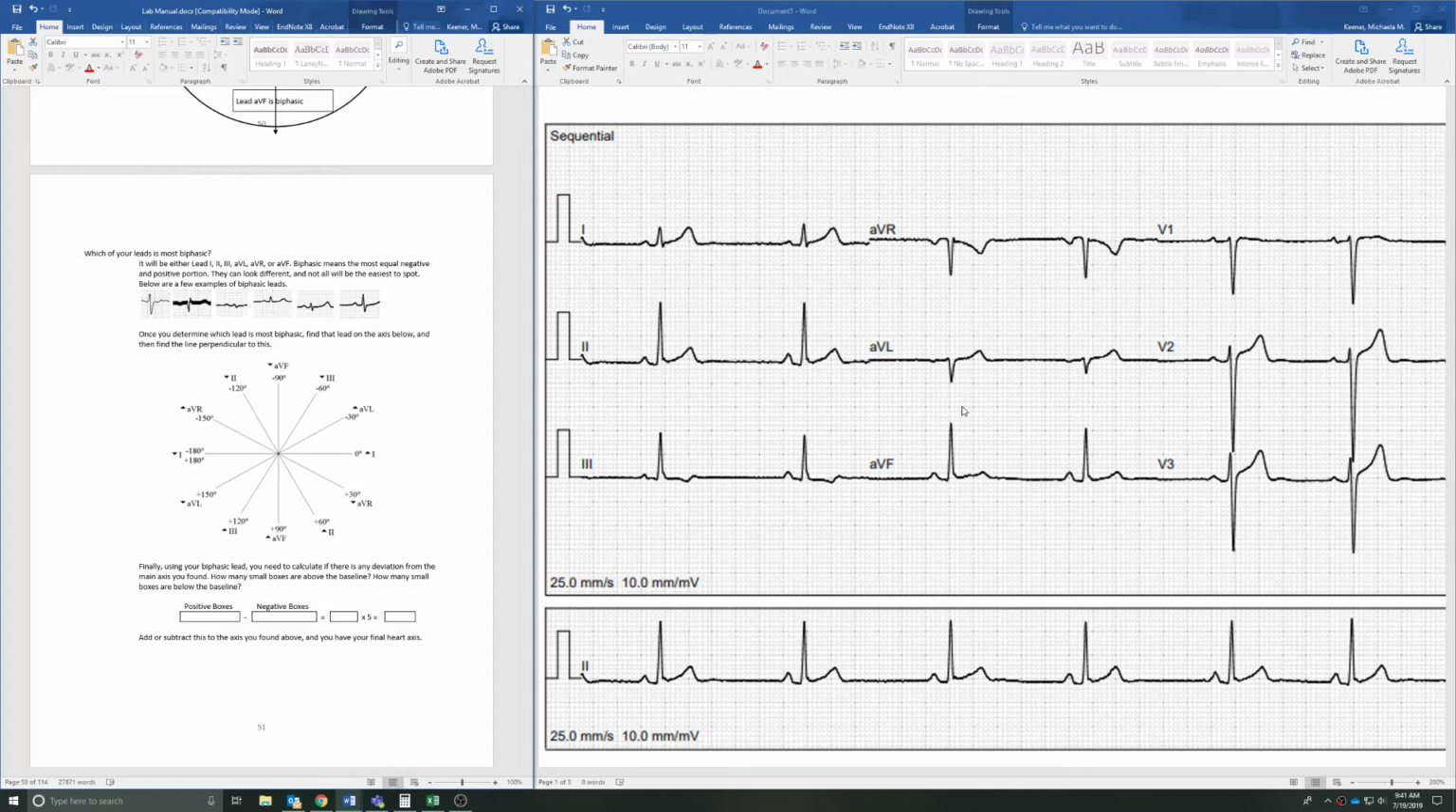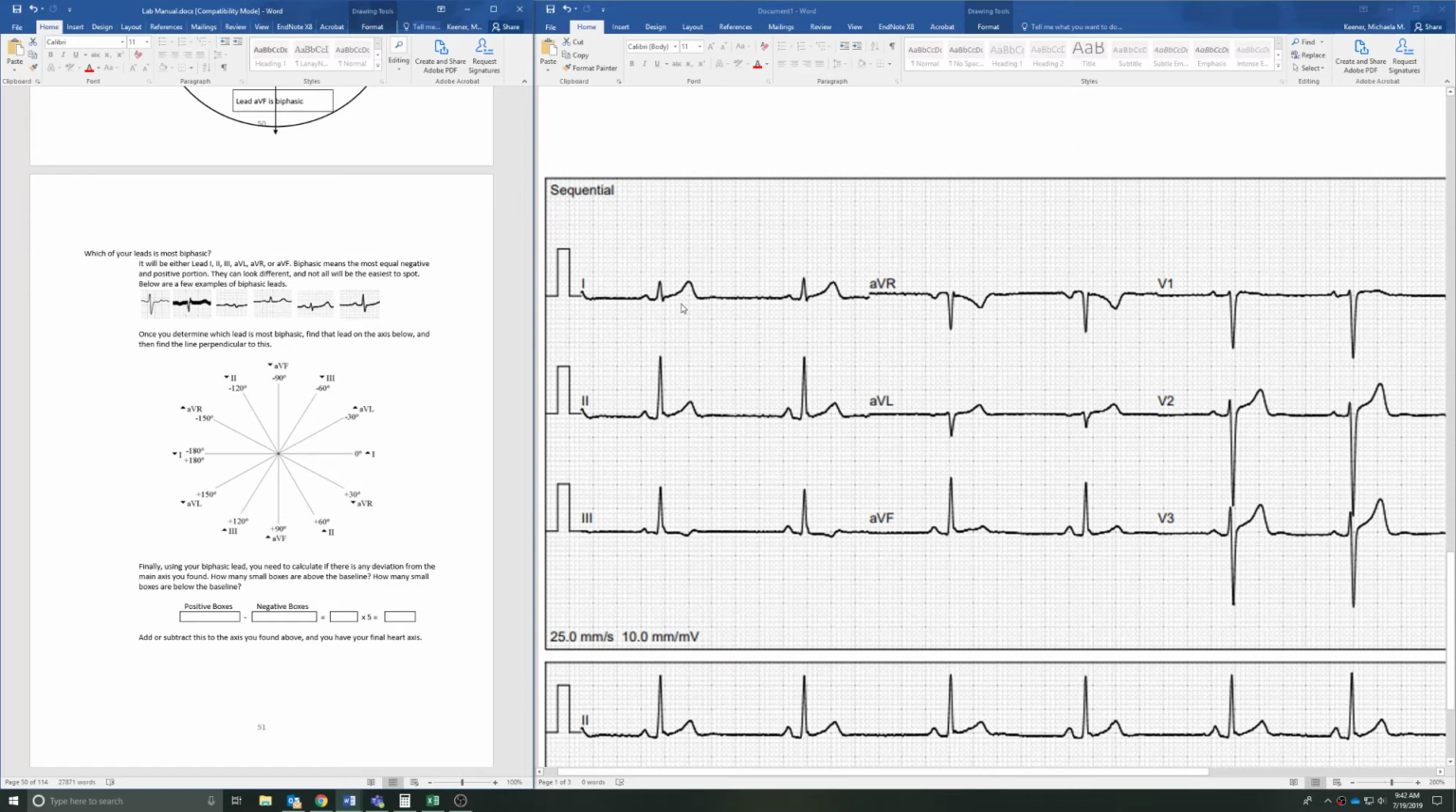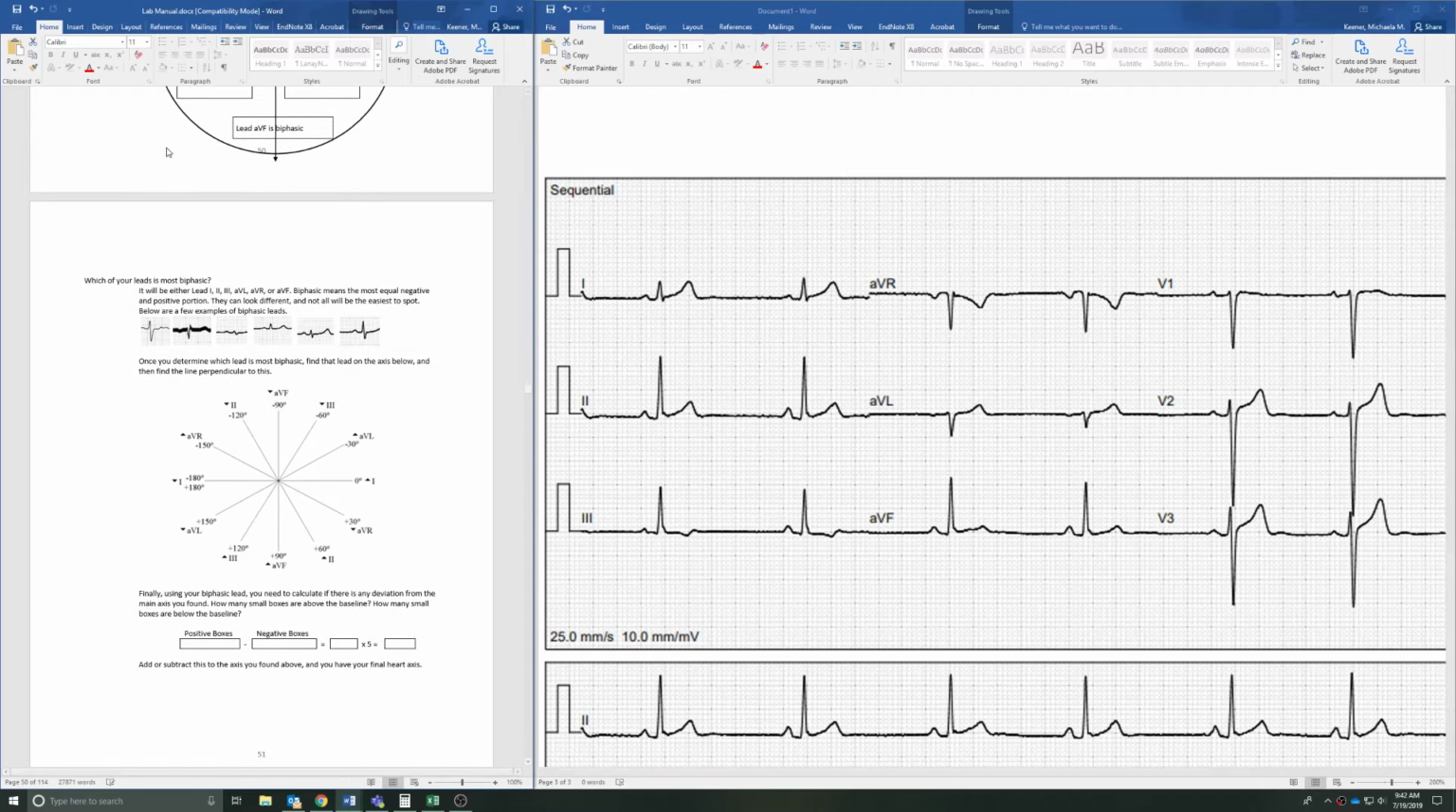and 1. From here, if I start from this line, I can see that it goes down about 6 small boxes. If I look up here off the main line, it goes up 4. So I'm going to use this as my main go-to. So I'm going to say lead 1 is my most biphasic lead.